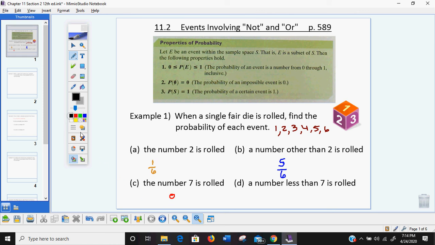And the last one here, the number less than 7 is rolled. Well, all of the numbers on the dice are less than 7, so that would be 6 out of 6, or, from the property above, if it's a sure thing, the answer would be 1.